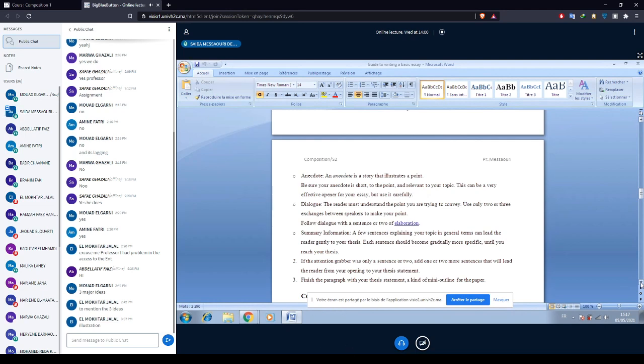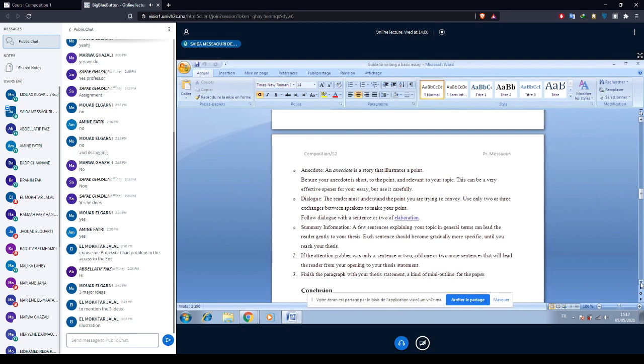When I say attention grabber, use statistics. You're not giving statistics, and then thesis statement, and then hook, and then topic sentence. No, you have to use other sentences between the different sentences.